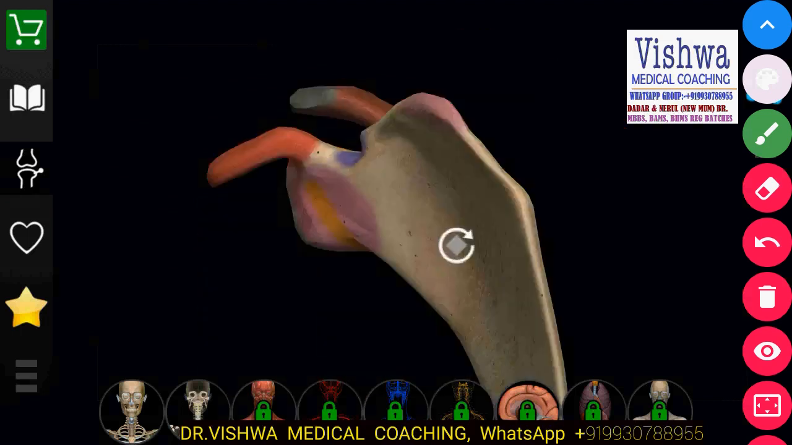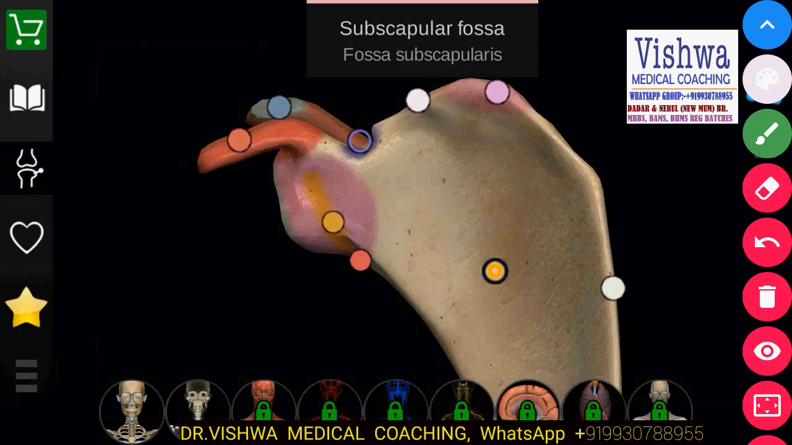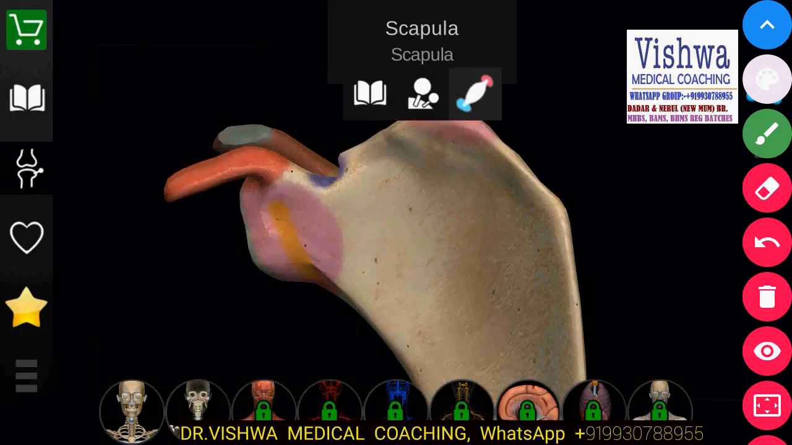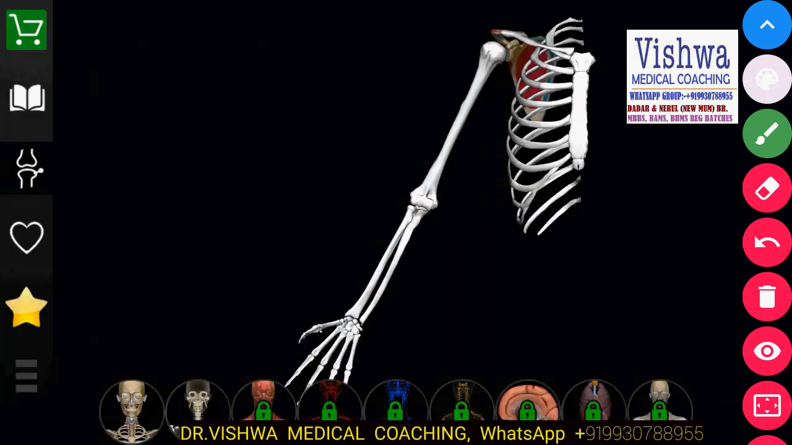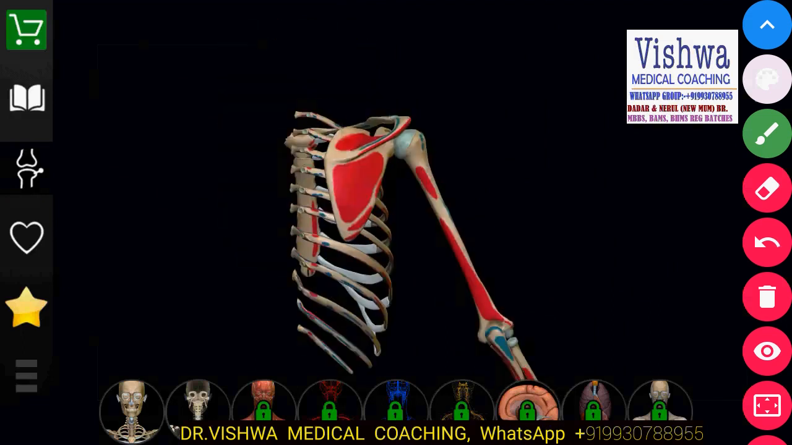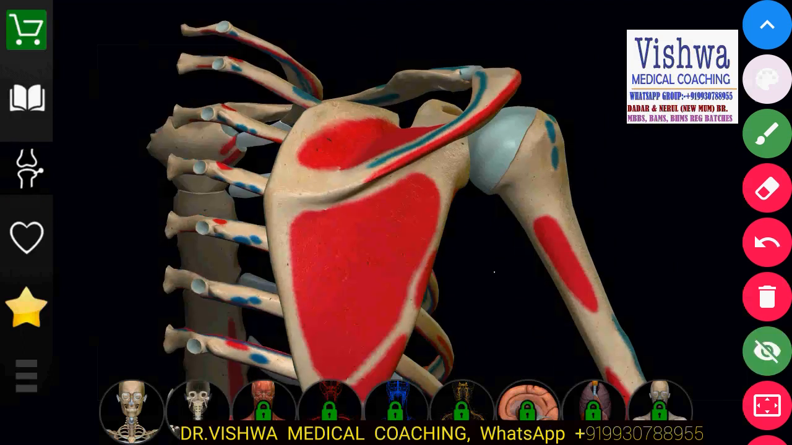And this particular surface, which is concave, if you can see, is the costal surface. Also called the subscapular fossa. Let's come to the muscles which are getting attached to the scapula. Again, it is easy to remember. This is the supraspinatus, infraspinatus.